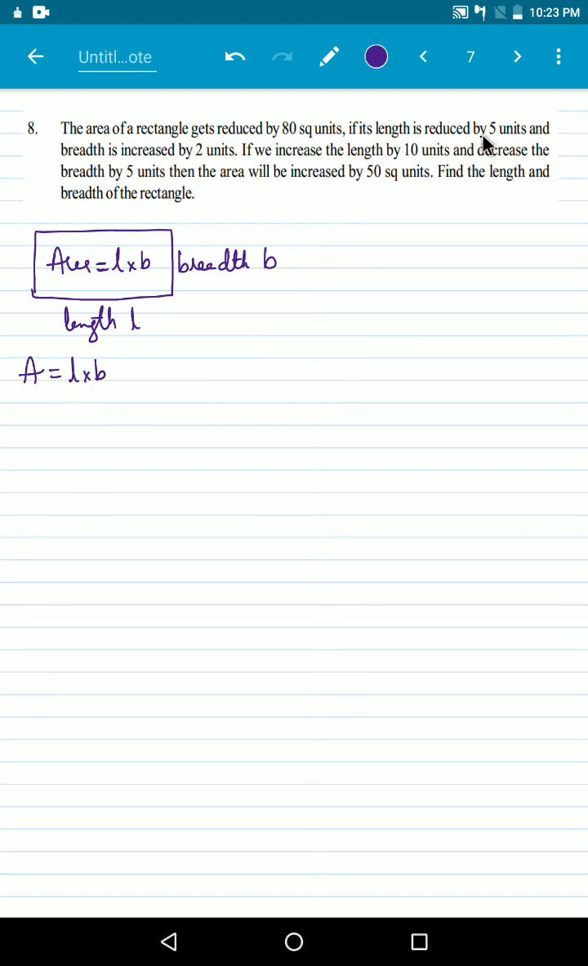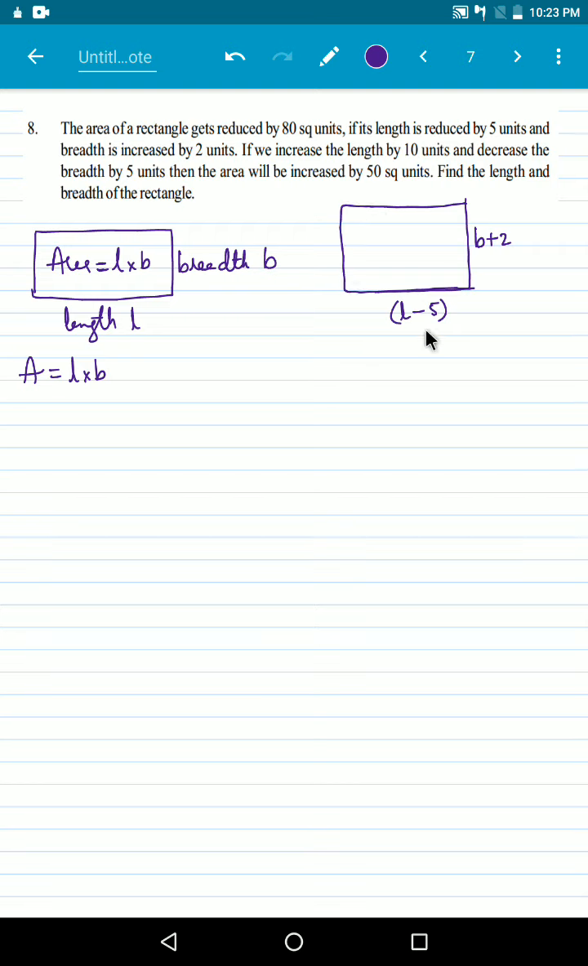Length is reduced by 5 units. So let us draw a new rectangle. First it was L. Now we are reducing by 5 units, so we need to subtract 5 from L. And breadth is increased by 2 units. Increasing means we need to plus 2. Suppose this is our rectangular plot now.